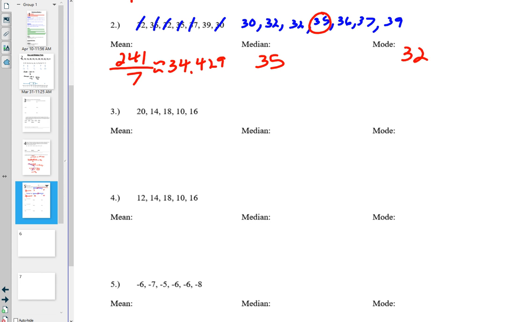Caleb, where were you on that one? Slipping. Slipping, slipping.